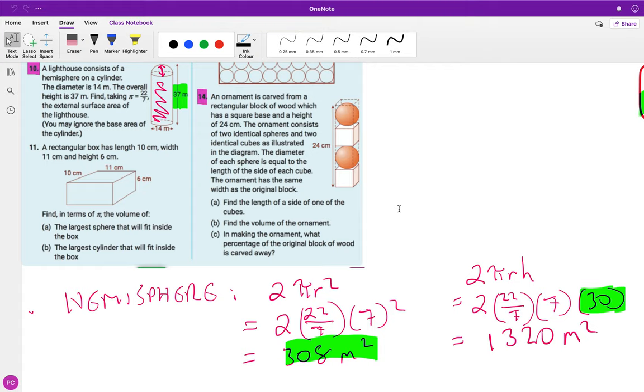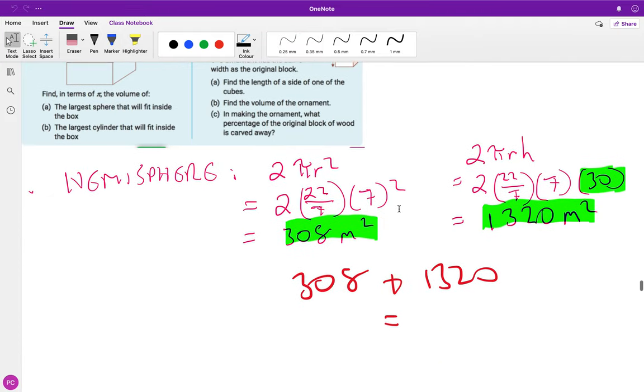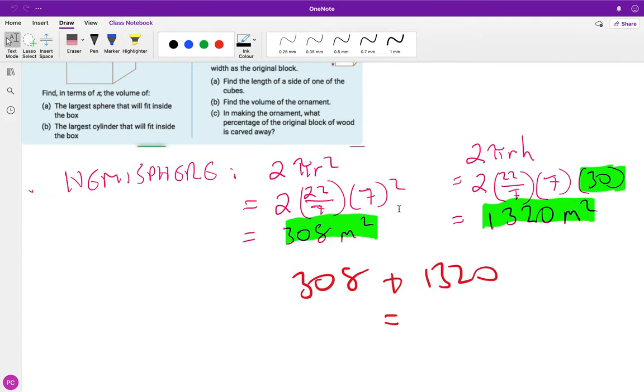So, to finish it off, we now have our surface area of our cylinder bit and our surface area of our hemisphere bit. So we can add those two together: 308 plus 1,320. Our total surface area of the whole lot is 1,628. What's the unit? Meters squared. 1,628 meters squared. And that's the total surface area of your lighthouse.